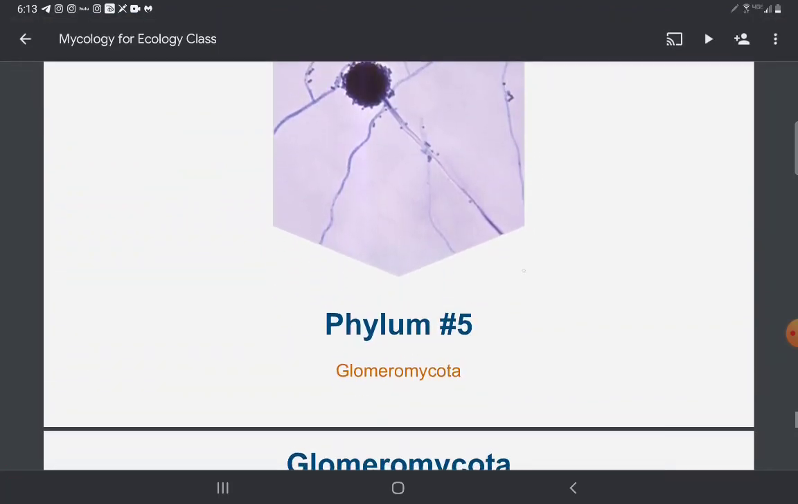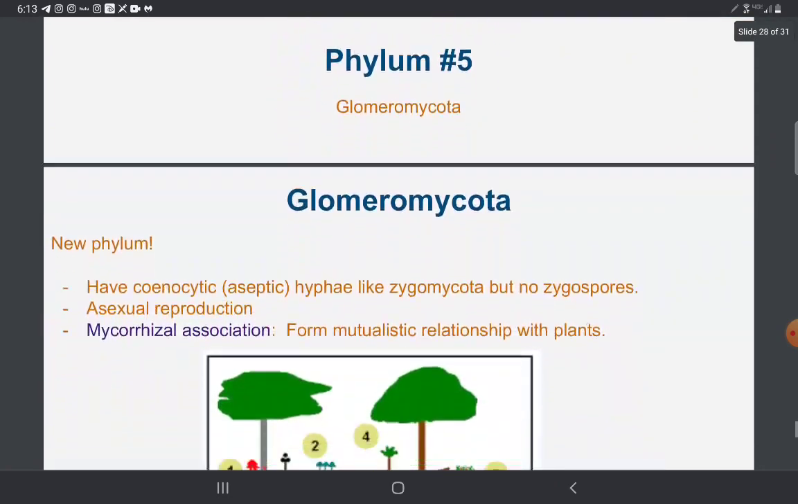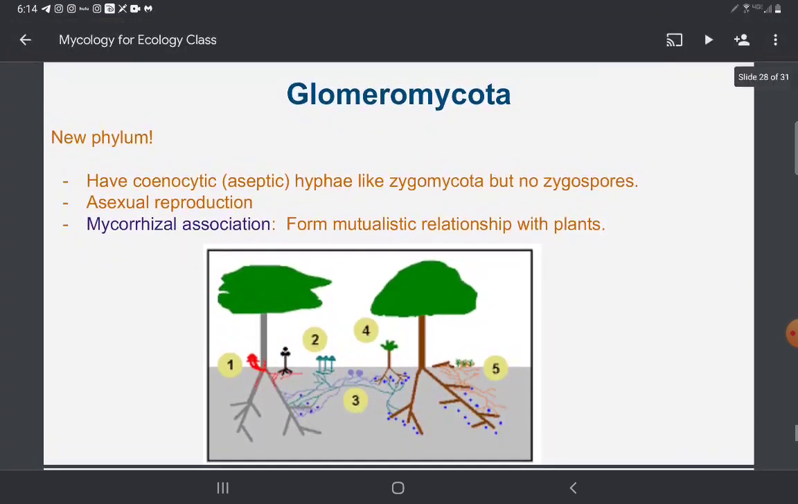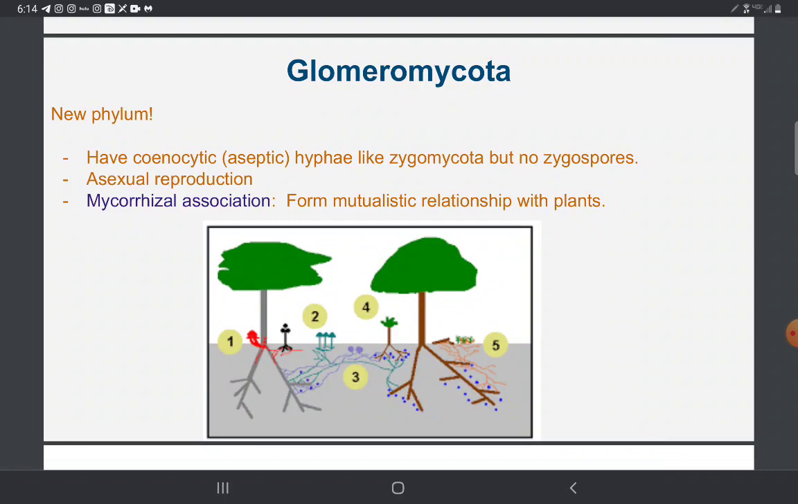Okay, so here is an actual clade. This is the newest clade grouping. It's called Glomeromycota, and one of my favorites. It's a new phylum. They have coenocytic hyphae, just like the Zygomycota, but no zygospores, so not quite Zygomycota. They do asexually reproduce. And then they have what are called mycorrhizal associations, which is really neat. So these fungus, let's say this is the fungus, what they can do is they can actually connect two different trees with their hyphae. And they trade nutrients with the tree. And this can actually create an information highway between the different trees.